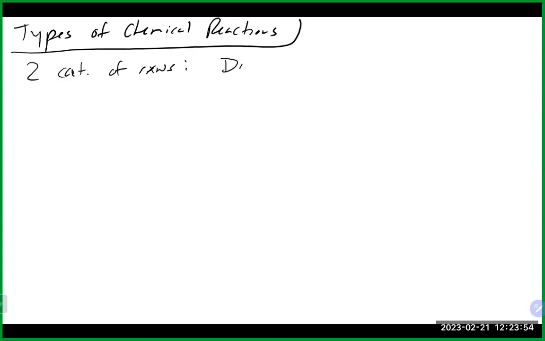The two categories of reactions are double displacement reactions and redox reactions. So pretty much all reactions will fall under one of those two categories. Either it's a double displacement reaction taking place, or it's a redox reaction taking place. So let's talk about a couple of these here to make sure.